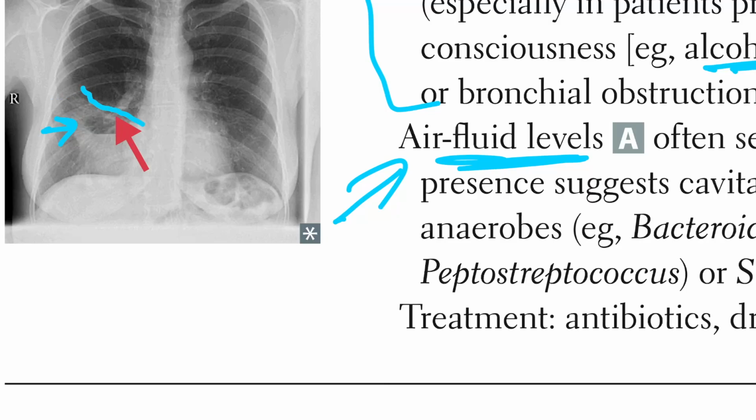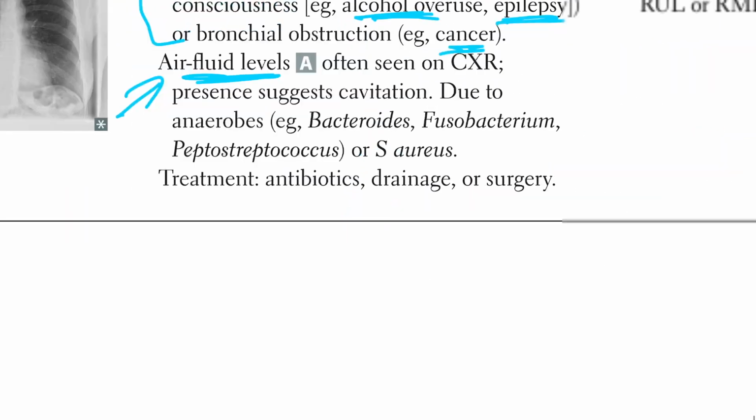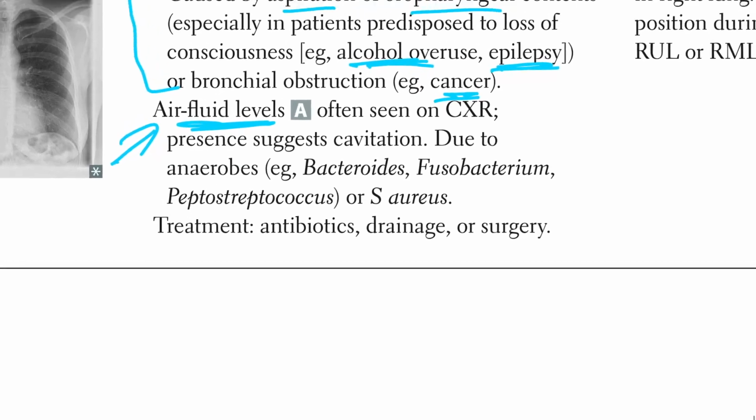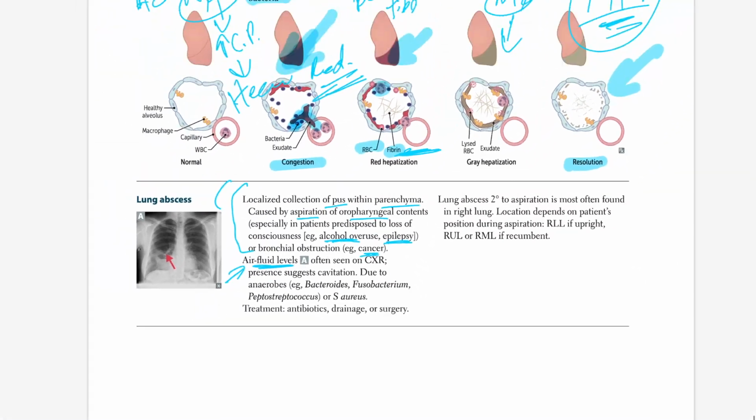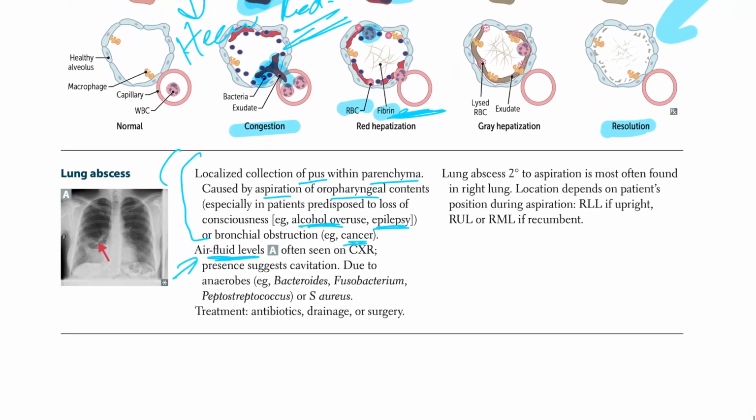So you see there's a line that is drawn, but you can also see a shadow right there. So that's an air fluid level. Okay, but you can look at it more in Google Images and see how this is, because this is very important. Air fluid level will be seen on the chest X-ray. Presence suggests cavitation. So when you have air fluid levels, the presence would suggest the cavitation due to anaerobes.